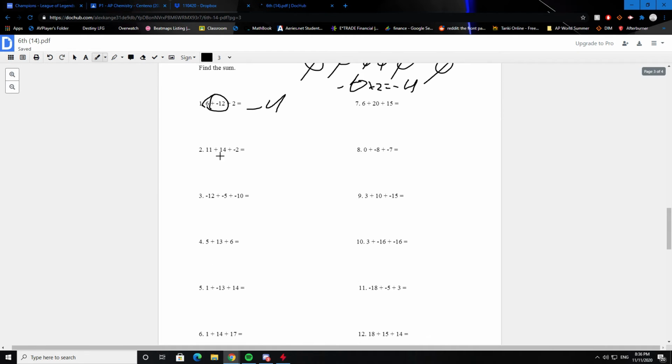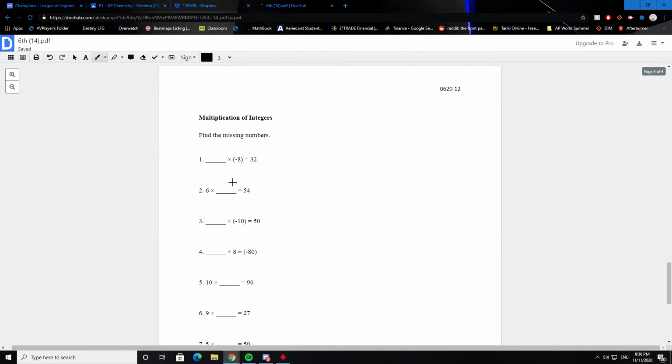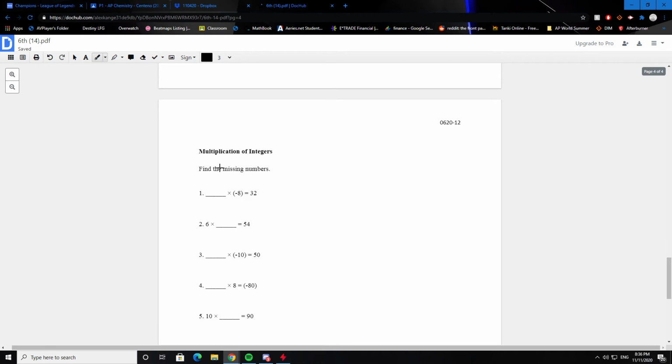That's pretty much it for addition of integers. We're running low on time, so I'll have to go through this a little quickly. Multiplication of integers. Okay, so honestly, multiplication of integers is really easy because it's pretty much just the same thing as regular multiplication, but you have to factor in the negative sign.